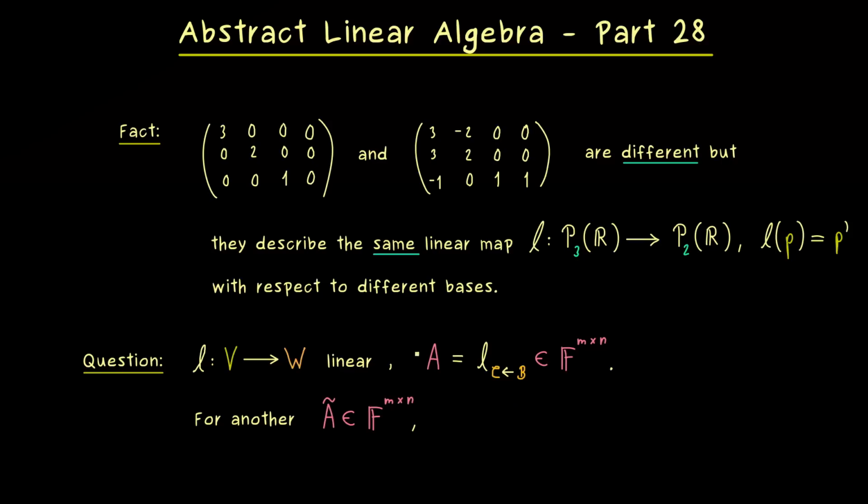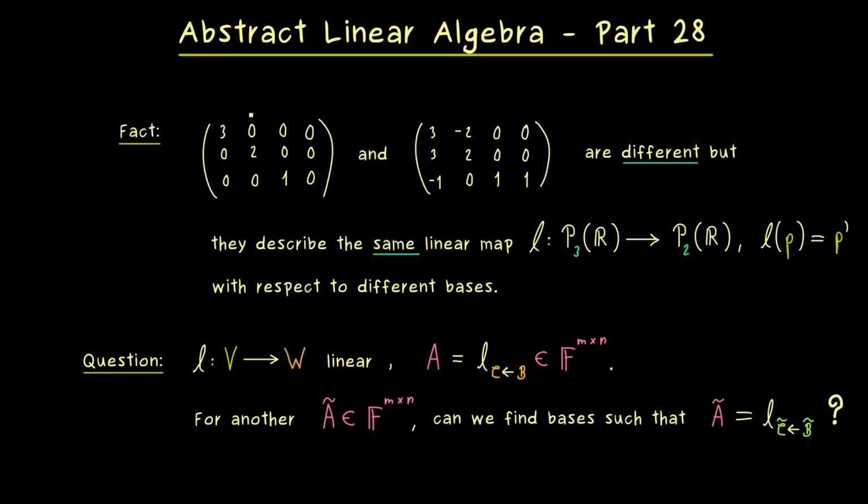So for example, A tilde could look much nicer than A, which means it could have more zeros in the matrix. Then it often would be easier to calculate with A tilde as the matrix representation. Therefore, the natural question is, can we even choose A tilde as a matrix representation? Which means, can we find new bases such that the change of basis brings us to the new matrix A tilde?